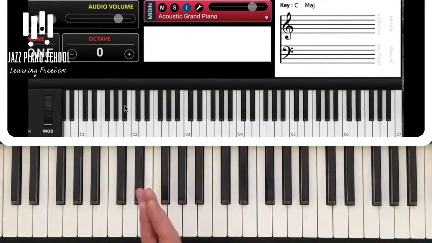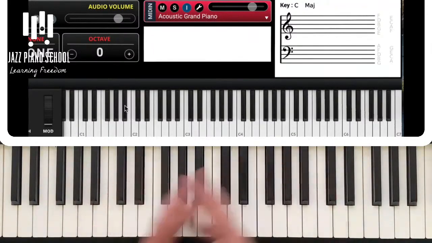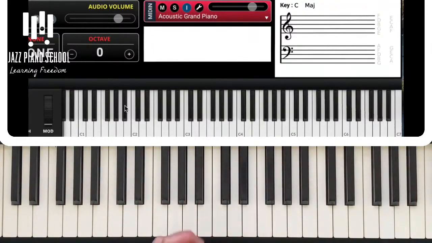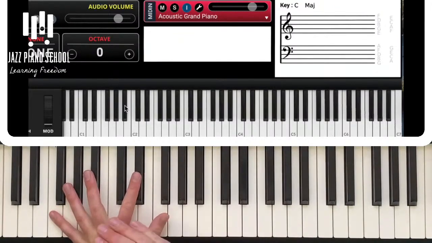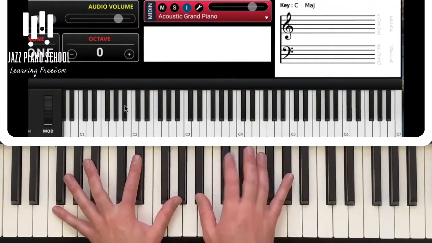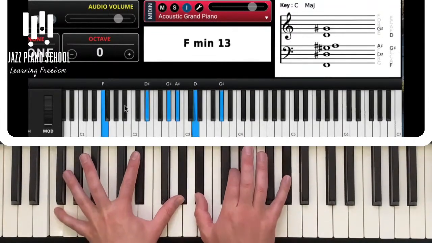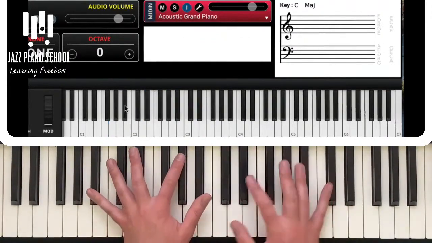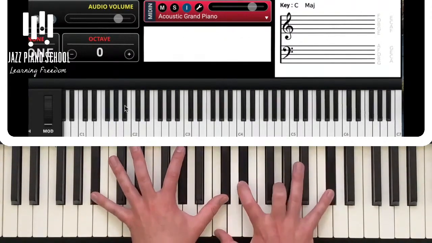This is the level you want to get to after upper structure triads. So if I were to play All the Things You Are, I can add the 11 whenever I want or the 13. My first voicing could be this. And then I move to my next voicing. Maybe I do this.